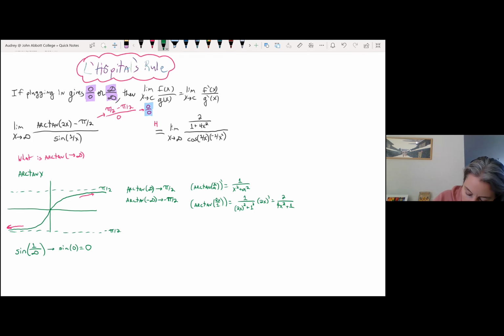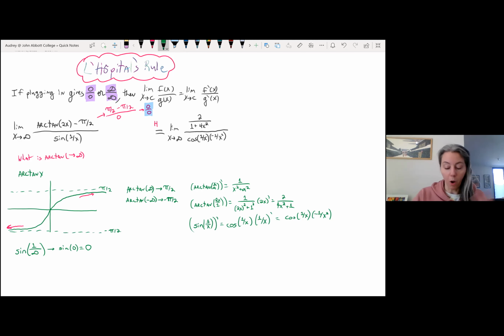The derivative of sine of 1 over x is cosine of 1 over x times the derivative of 1 over x. So that's cosine of 1 over x times negative 1 over x squared. Now, hopefully that's a derivative that you are comfortable with from all of the integration we've been doing. But if not, remember that this is like x to the negative 1. So it's negative x to the negative 2. And that's where that negative 1 over x squared comes from.